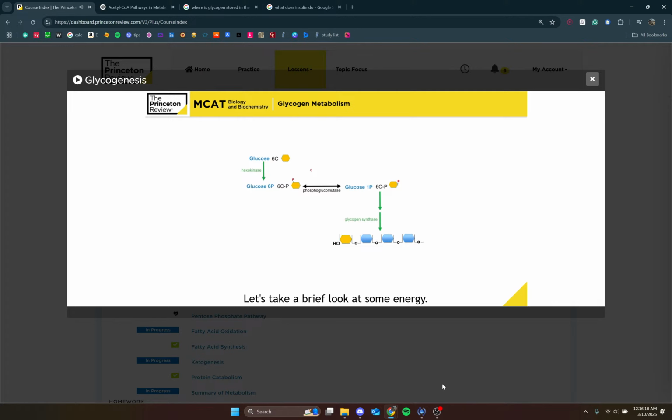Let's take a brief look at some energy. Of course, we know we're going to need an ATP here in the very first phosphorylation, but we also need a UTP that comes in here. And in fact, the glucose is attached to that uridine. We create uridine diphosphate glucose, UDP glucose, and that's the energy. The loss of that phosphate bond is going to drive this reaction forward. That's the energy used in the reaction.